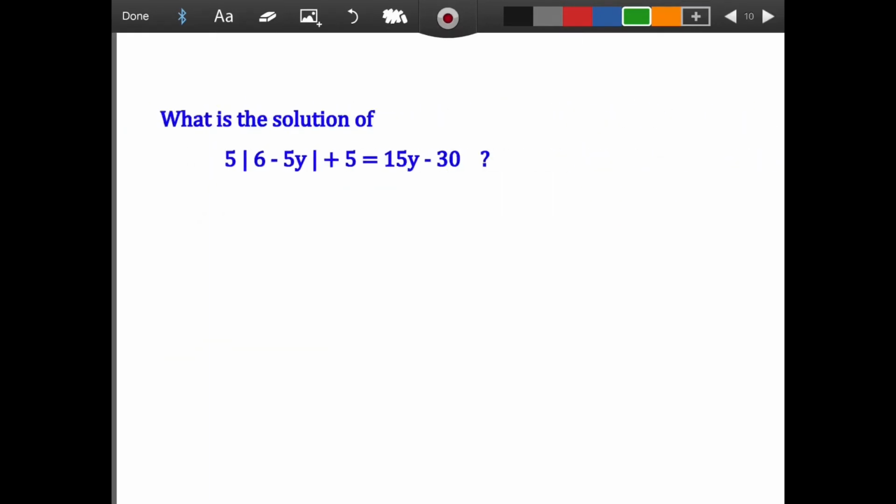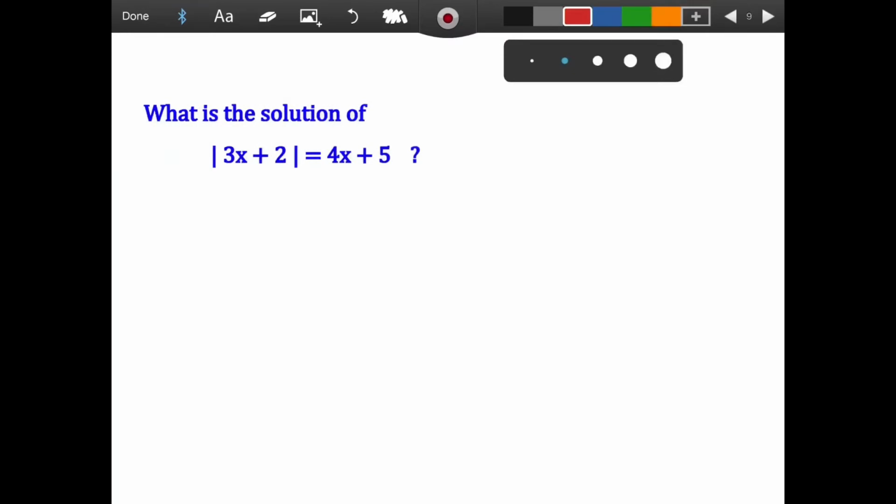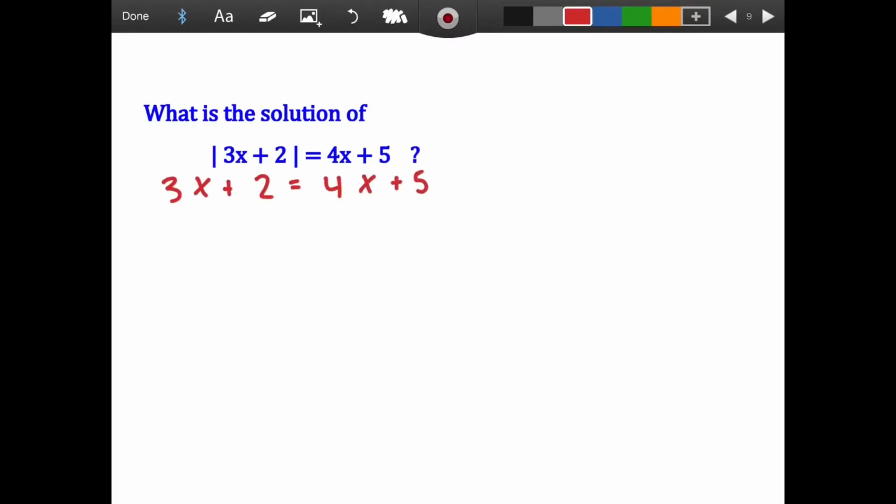So let's look at an example. What is the solution of absolute value of 3x plus 2 equals 4x plus 5? So we already have our absolute value isolated. Now we can create our two equations. The first one stays exactly the same. We just drop the absolute value. So 3x plus 2 equals 4x plus 5.